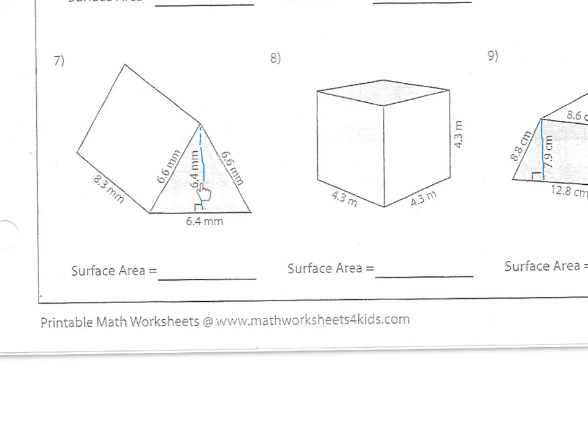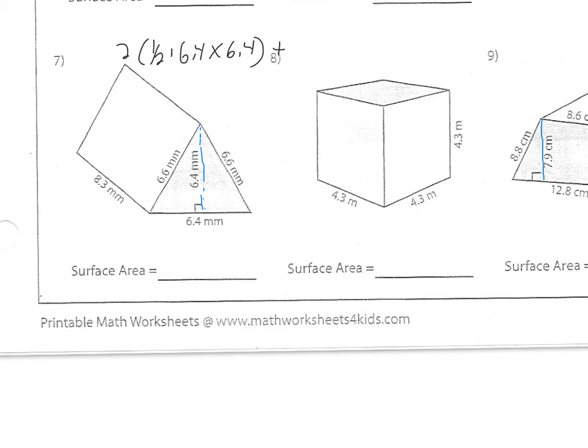So what you're going to have is you're going to have two triangles you find the area for, and you're going to have 3 rectangles, 2 of which will be the same. So you set that up, you got your area of your triangle, which is 1/2 base times height, misspoke, 1/2 times 6.4 times 6.4. I already said I'm going to have 2 of those, so I can multiply it by 2.